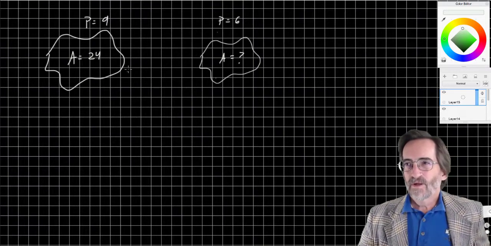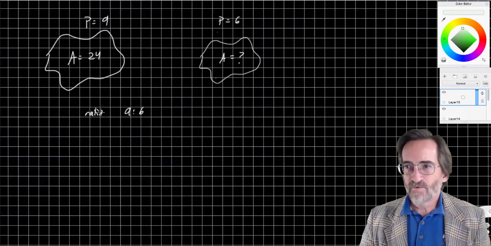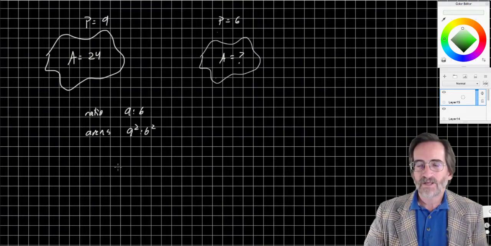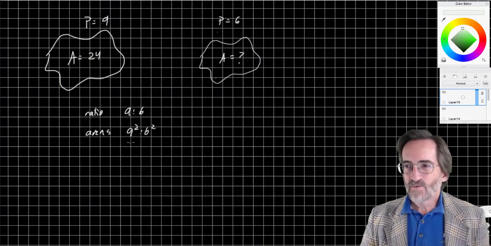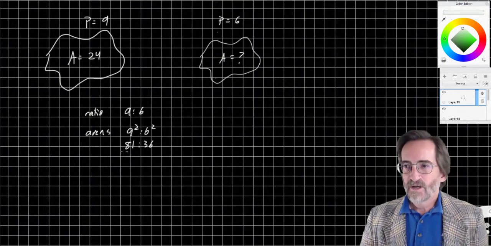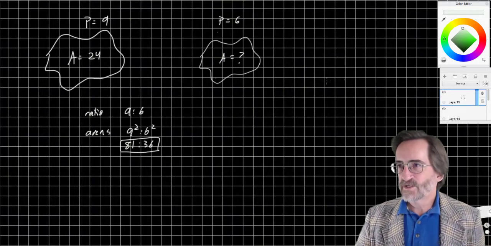Well, the ratio of similarity between the two is 9 to 6. That's the straight ratio of perimeters. The ratio of areas is 9 squared to 6 squared. Now we can simplify that, but I'm not going to. 9 squared is 81. 6 squared is 36. So the ratio of areas between the left and the right is 81 to 36.